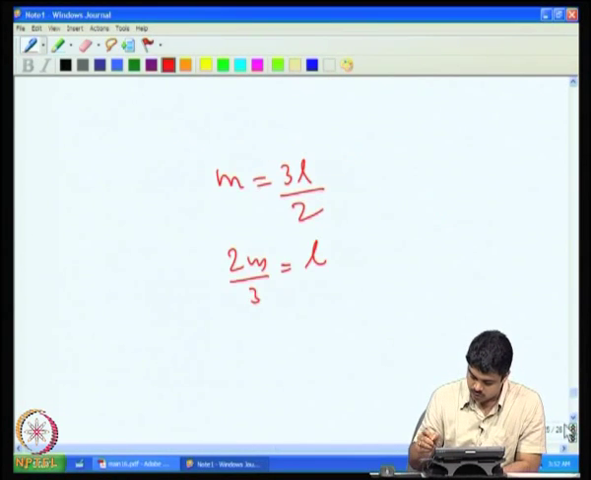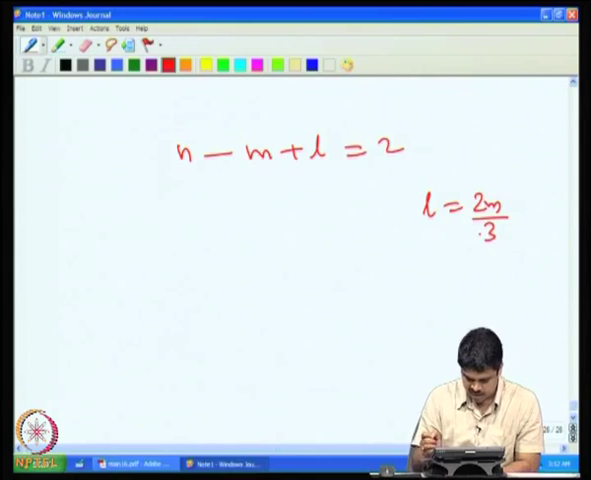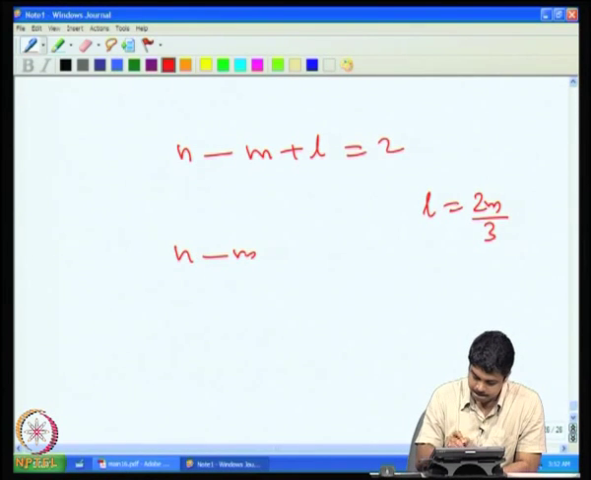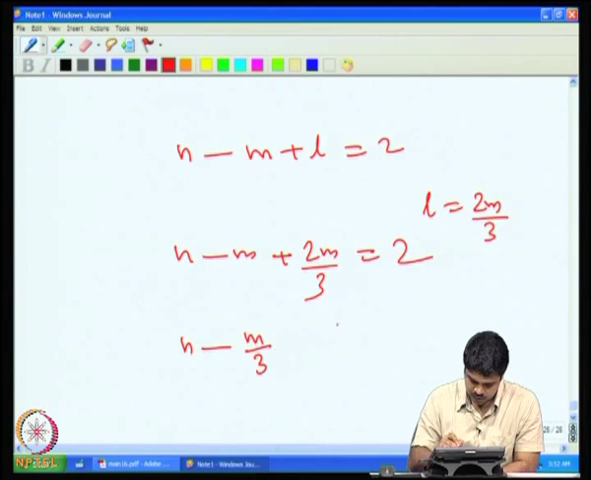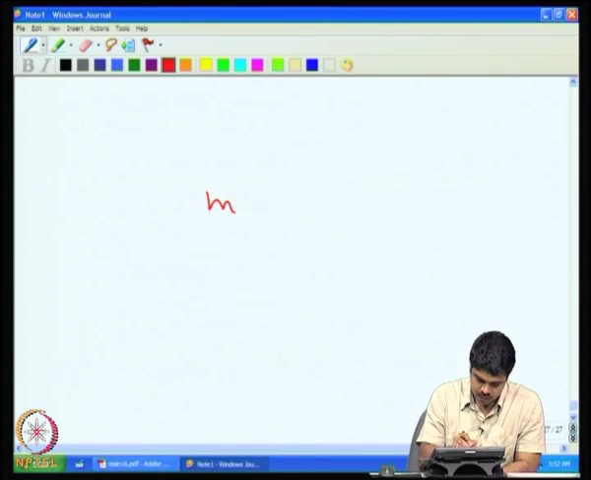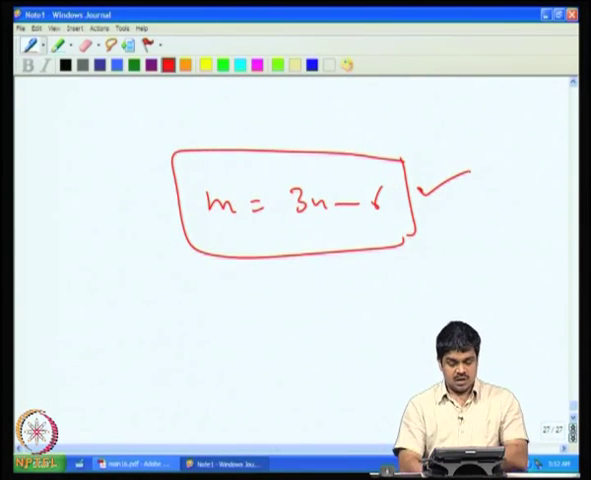With l equal to 2m by 3, what happens? n minus m plus 2m by 3 equals 2. Now this is essentially n minus m by 3 equal to 2. Multiplying by 3, we get 3n minus m equal to 6. So we get m equal to 3n minus 6, and this is the case of the maximal planar graphs.